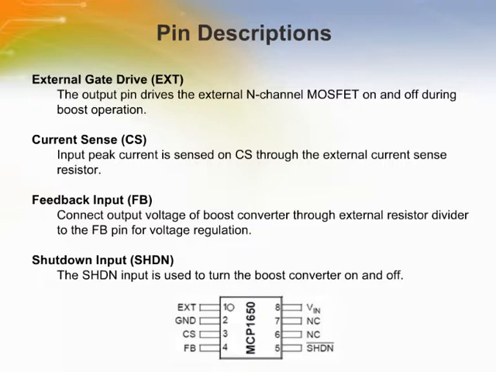The output voltage of the boost converter is connected through an external resistor divider to the feedback pin for voltage regulation. The nominal voltage that is compared to this input for pulse termination is 1.22 volts. The shutdown input is used to turn the boost converter on and off. For normal operation, tie this pin high or to VIN. To turn off the device, tie this pin low or to ground.